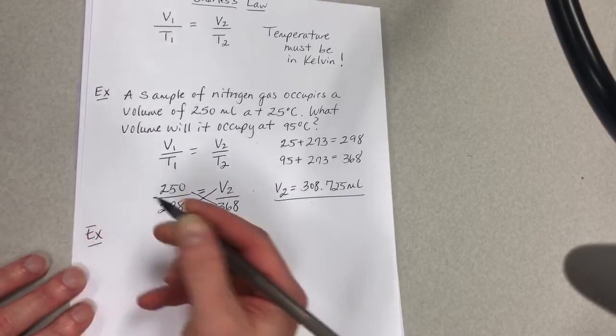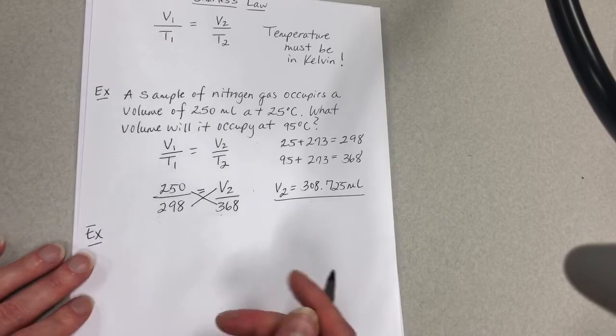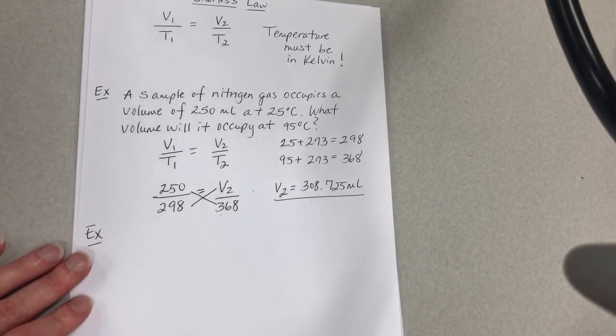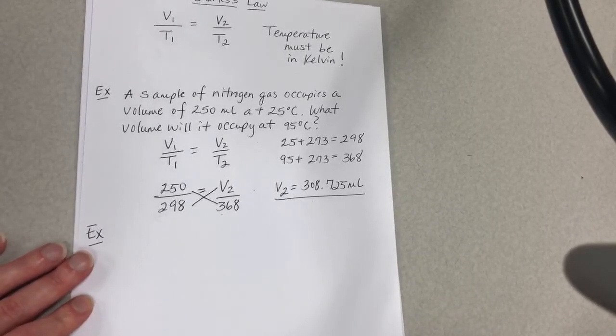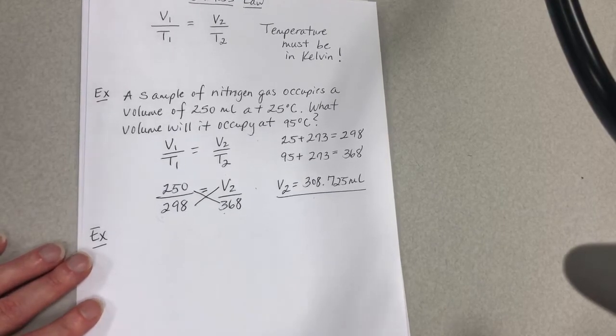Next example. Oxygen gas is at a temperature of 40 degrees Celsius when it occupies a volume of 2.3 liters. To what temperature should it be raised to occupy a volume of 6.5 liters?